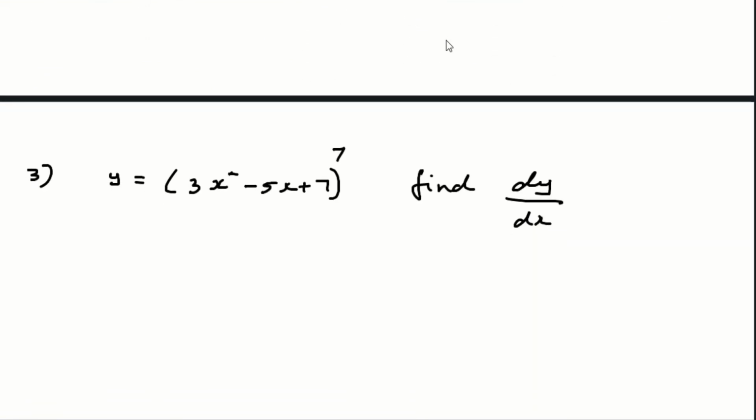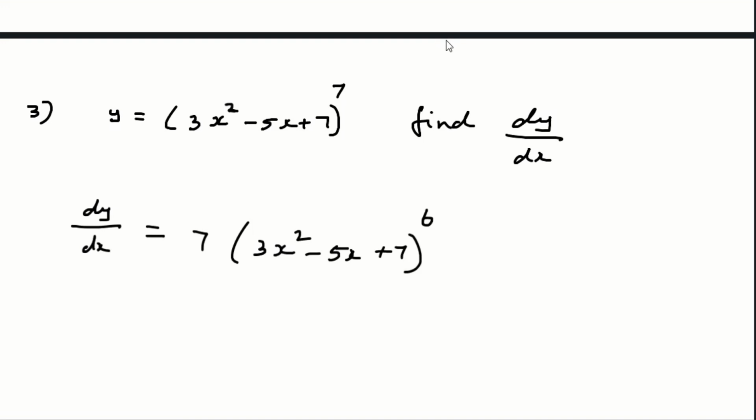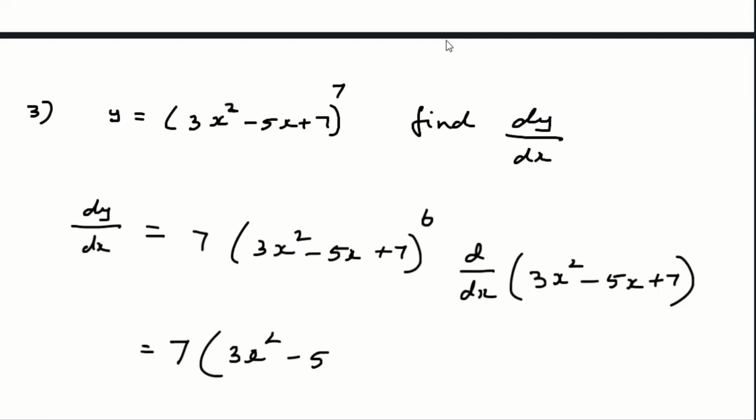It is very simple. y is given as 3x square minus 5x plus 7, whole power 7. Find dy by dx. So first I should apply the power rule, n x power n minus 1, which is the formula being applied, into d by dx of x. In the place of x I have 3x square minus 5x plus 7. So the answer becomes 7 into 3x square minus 5x plus 7 whole power 6, and the differential of this is 6x minus 5. So this is the final answer.